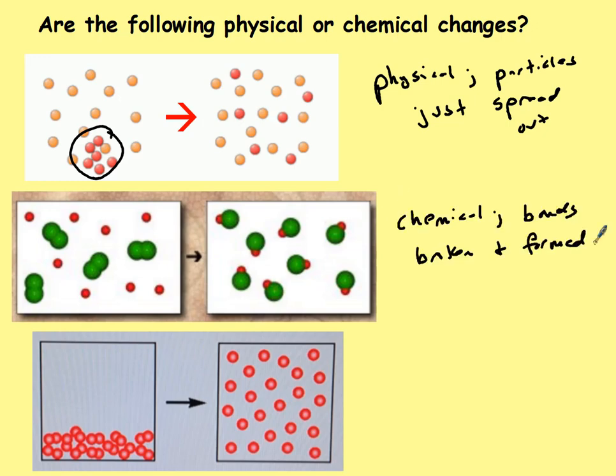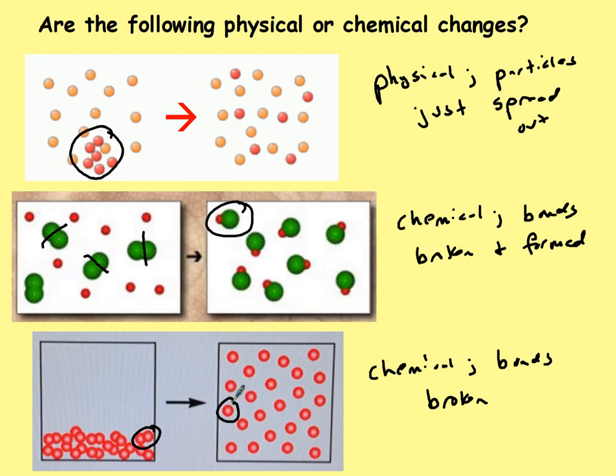So the second one should have been chemical. We broke these bonds here, and then we formed new bonds between the red and the green ones. And then the last one also should have been chemical because the bonds were broken. Here they're diatomic, and then over here they're monatomic, so the bond was broken.